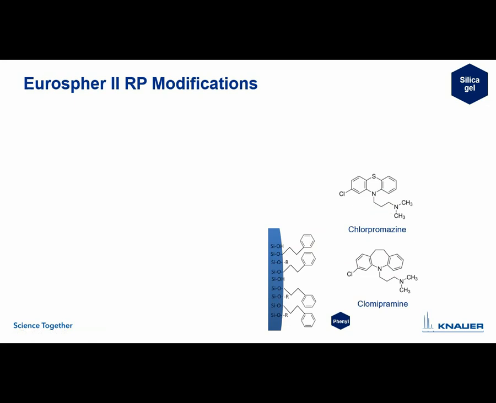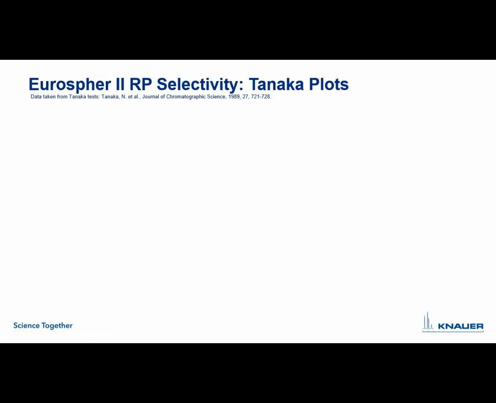So these were all our reversed phase columns, and now maybe you want to know how we can compare these with each other. Is there an existing test that shows me differences between the different modifications? There is a very well established test. It's called the Tanaka test, and it was published already in 1989, so it's very, very well established.